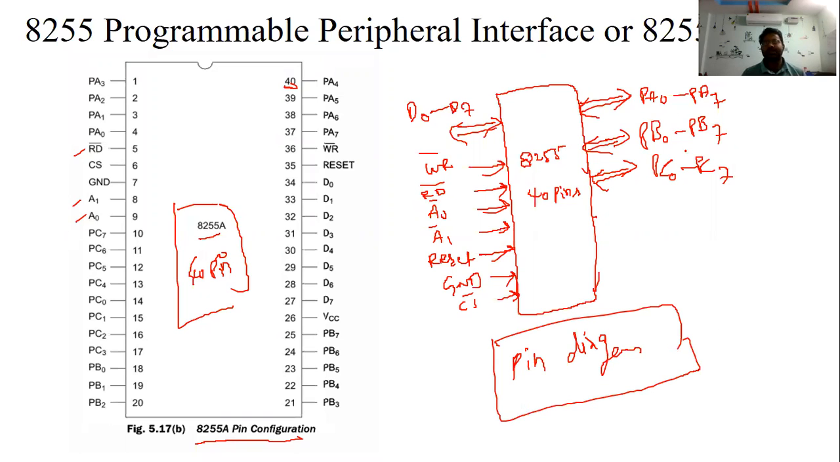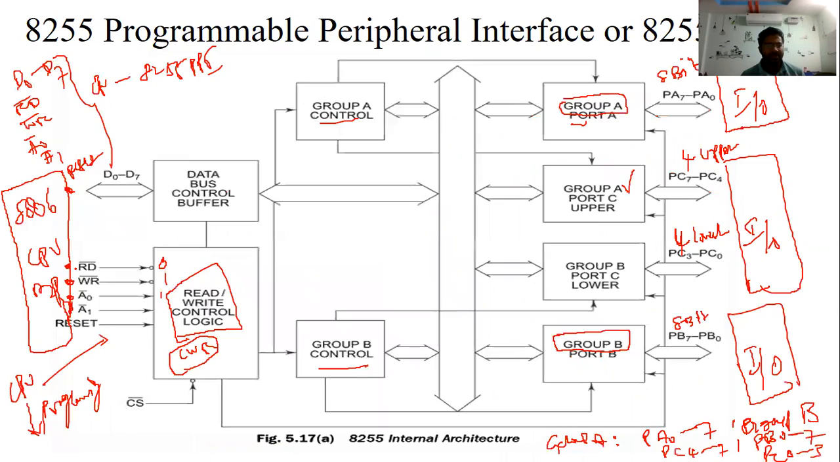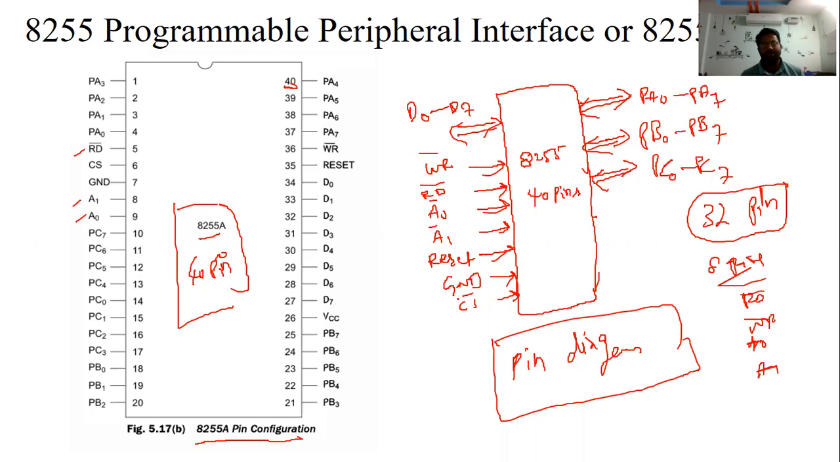So PA0 to PA7, PB0 to PB7, PC0 to PC7, and D0 to D7. 32 pins are over. What are the remaining 8 pins? Read, write, A0, A1, reset, and CS bar. Additionally, you have to draw the ground pin. You draw this pin diagram in the examination. That is more than enough.